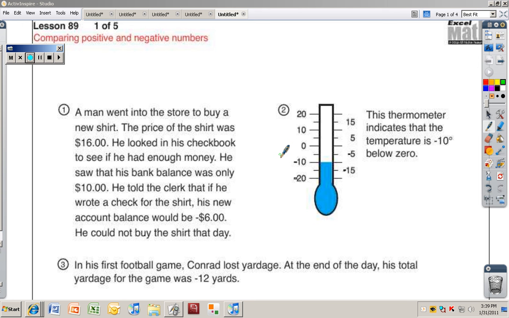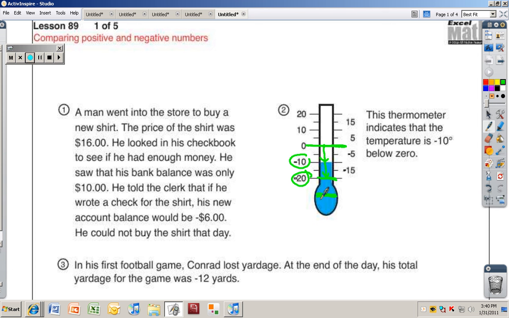Okay, what about temperature? Number 2, this thermometer indicates that the temperature is negative 10 degrees, below zero. So right here is 0 degrees, and down here we have negative 10. Now down here, notice, is negative 20, so the further down we get, the larger this number over here gets. What would the number be way down there? Negative 30, right? It just keeps getting larger on the number, but it's actually a smaller number.